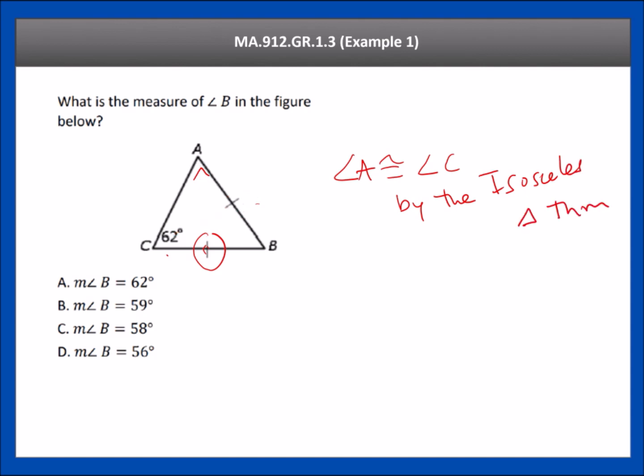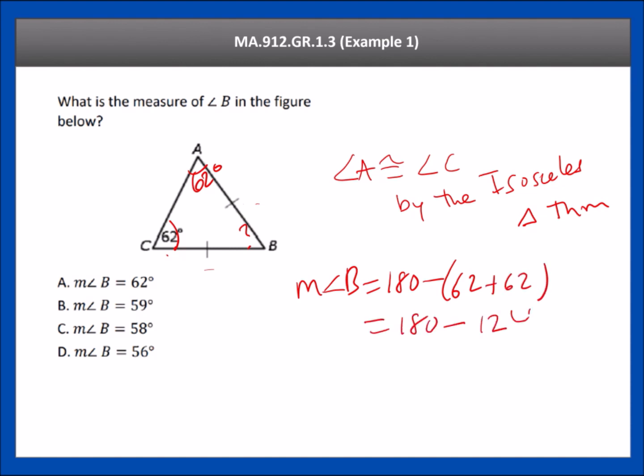Okay, so using this opposite technique, we can get the angles that are the same. And so this is 62 degrees. These must be congruent. And to get angle B, we know that the three angles inside must add up to 180 degrees, and that's known as the triangle angle sum theorem. So to get angle B, I have to do 180 minus, and then add the two angles, 62 plus 62, so that's 124, and then I get 56 degrees for angle B. This is known as the triangle angle sum theorem.